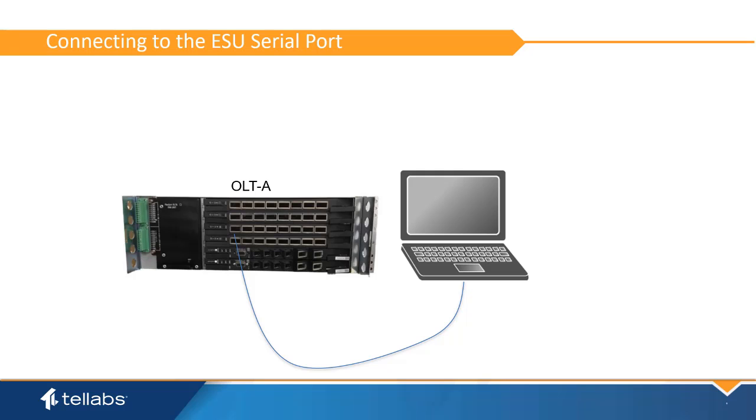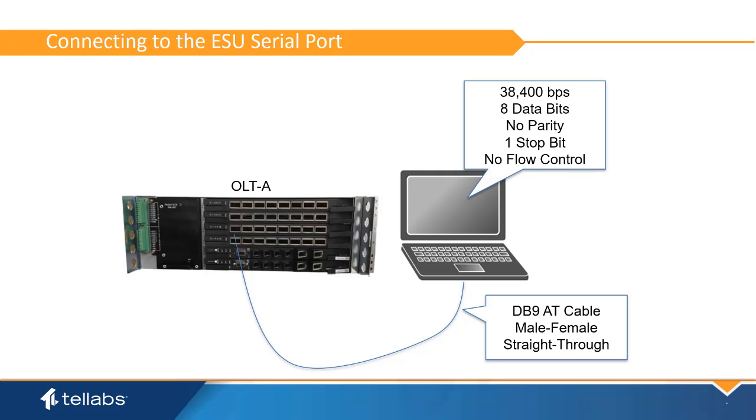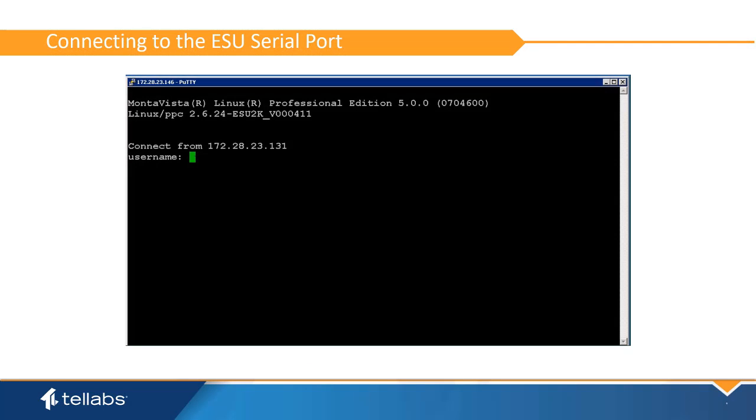To establish a serial port connection with the primary ESU, use a male to female straight through DB9 cable. The parameters required for a COM port link are 38,400 bits per second, 8 data bits, no parity, 1 stop bit, and no flow control. Log into the system when the username prompt appears. The OLT admin credentials are required.